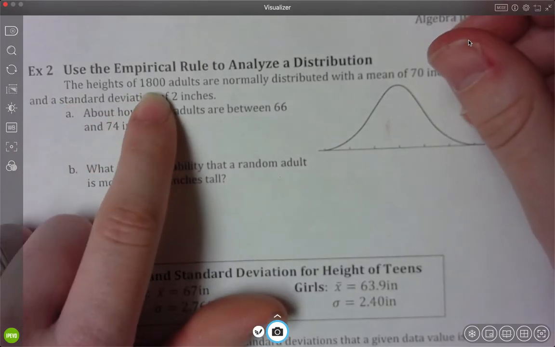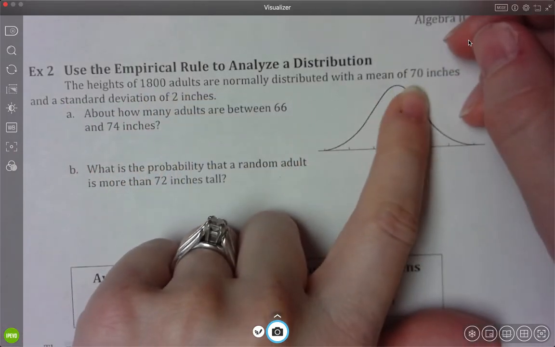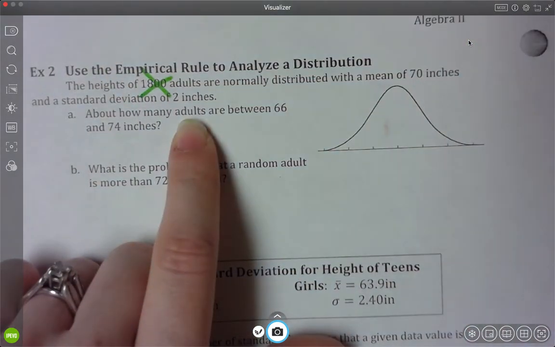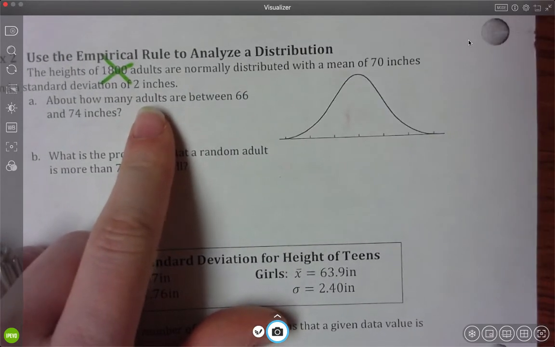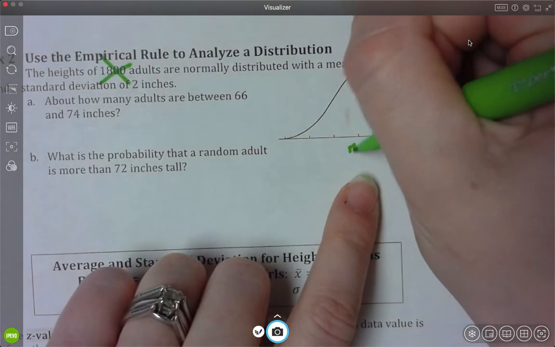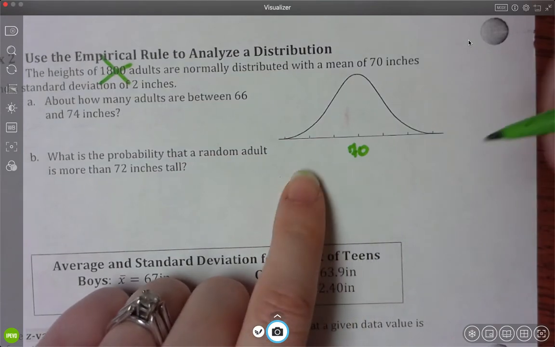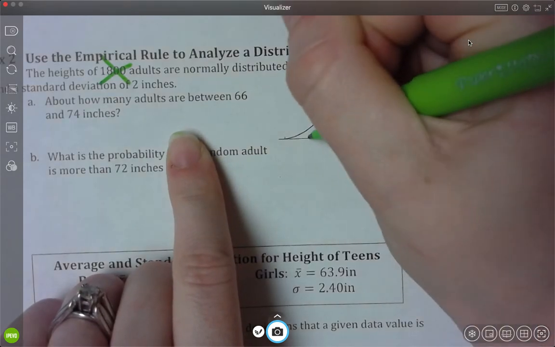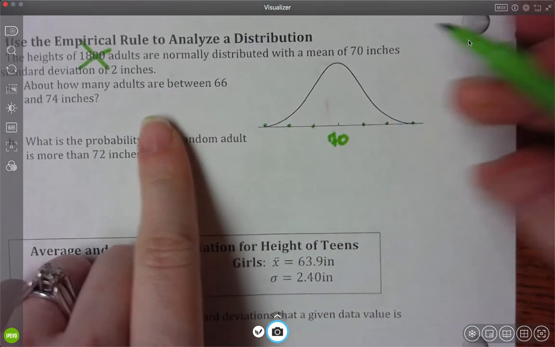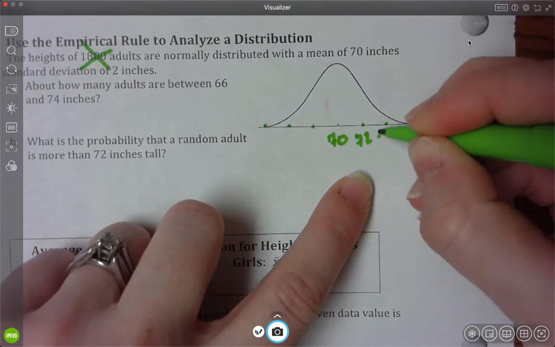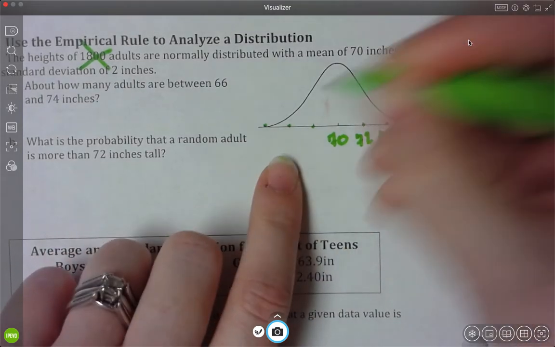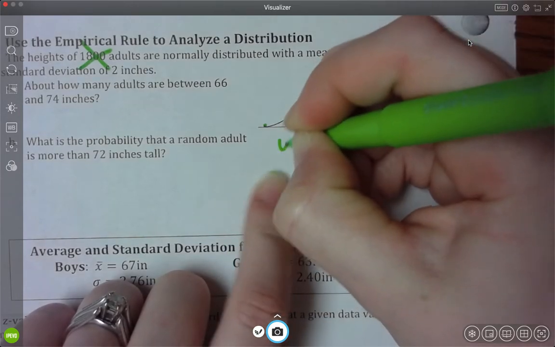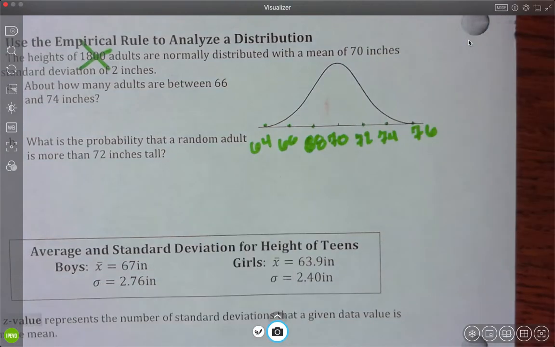The heights of 1,800 adults are normally distributed with a mean of 70 and a standard deviation of 2. The whole 1,800 adults means nothing to me. That's just additional information. But they say a mean of 70, so that's my average. I'm going to put 70 in the middle, and then a standard deviation of 2. So I add 2, add 2, add 2, subtract 2, subtract 2, subtract 2. Let's get those numbers. The first ones are going to be 72, 74, 76. And then 68, 66, and 64.